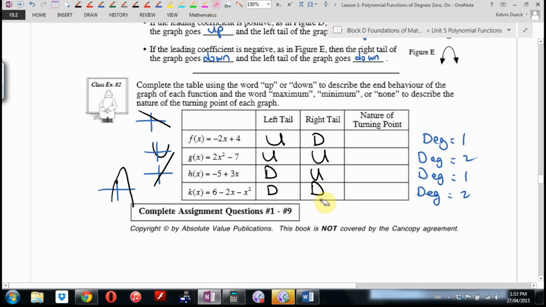Hey, what's the nature of this graph's turning point? It's a trick question. It is none. What's the nature of this graph's turning point? Max, min, or none? Someone said max, someone said min, so someone's right. It's the lowest point, yes? What's another word for lowest? Minimum. Okay, so it's a min.